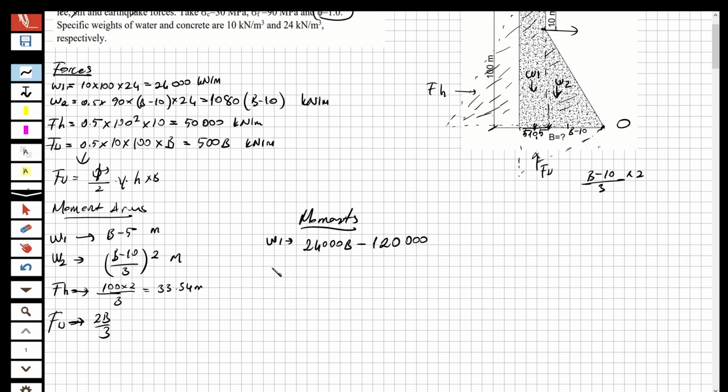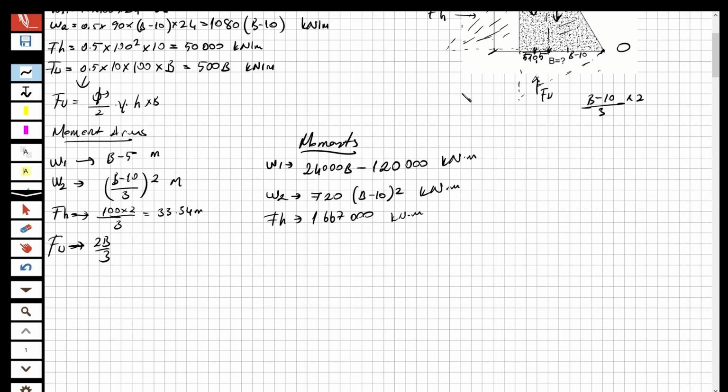Okay, so now let's do it for W2. This is going to be 720 multiplied by B minus 10 squared. One second, I made a mistake. Yeah, it's going to be like that. This is better. Now for the horizontal force, this is going to be 1,667,000 as the moment. For the last one, the uplift force, it is going to be 333.34 B squared kilonewton meter as the moment.